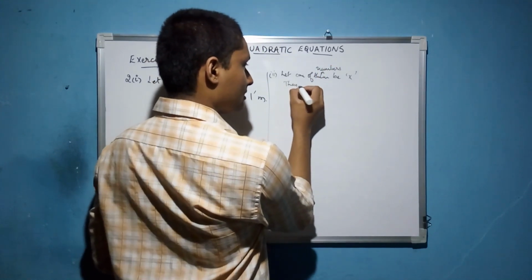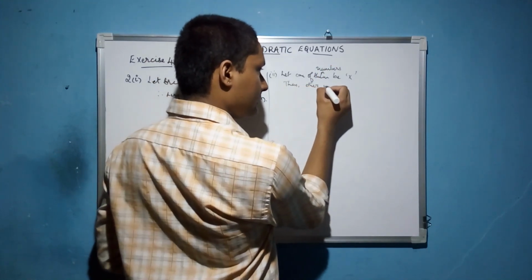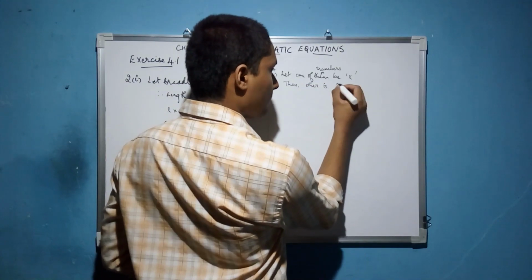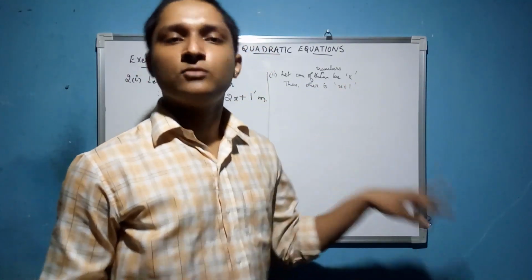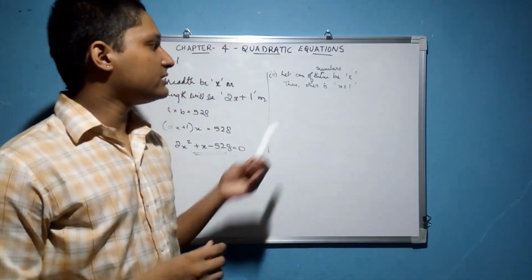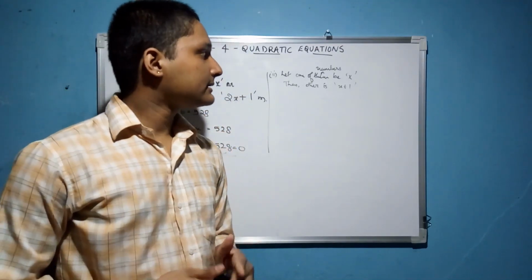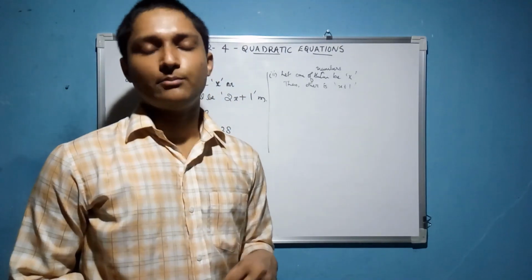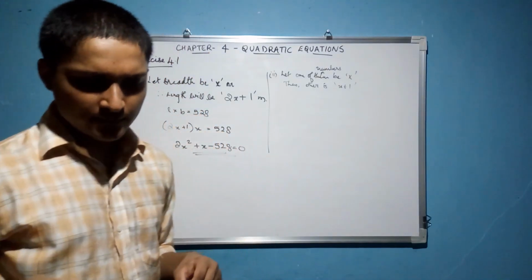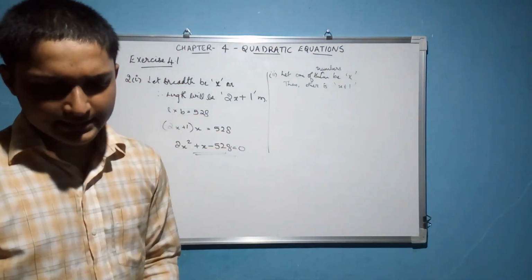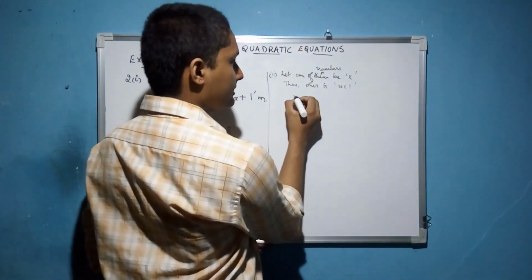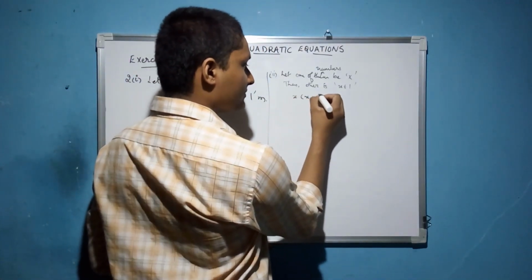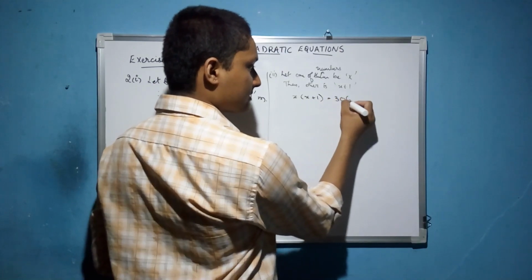Then the other is x plus 1. Because it is given that the numbers are consecutive, the next number will be one more than the previous one. So you can tell that x and x plus 1 are the two numbers. In the question it is given that the product of those two consecutive numbers is going to be 306. So the product, that is x into x plus 1, is given to be 306.